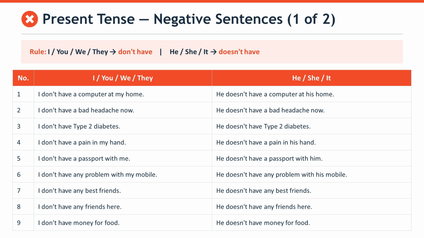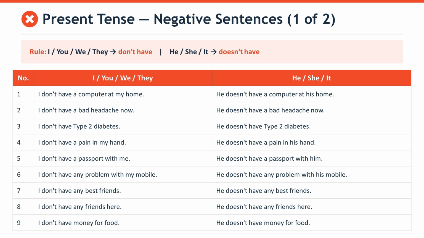I don't have a computer at my home. For he doesn't have a computer at his home. I don't have a bad headache now. For he doesn't have a bad headache now. I don't have type 2 diabetes. For he doesn't have type 2 diabetes. I don't have a pain in my hand. For he doesn't have a pain in his hand. I don't have a passport with me. For he doesn't have a passport with him.